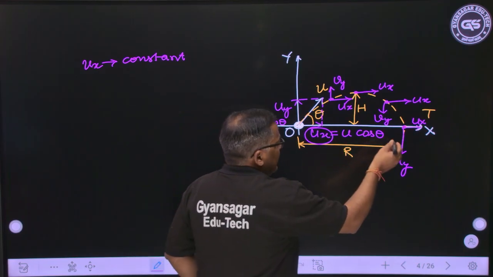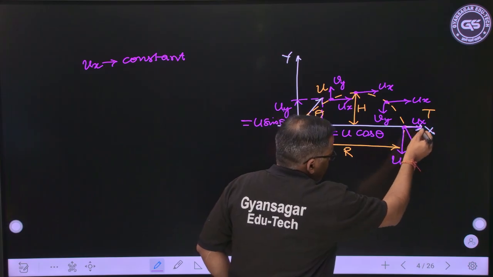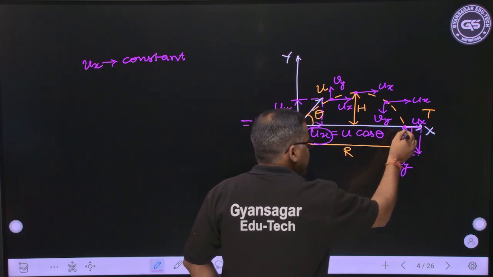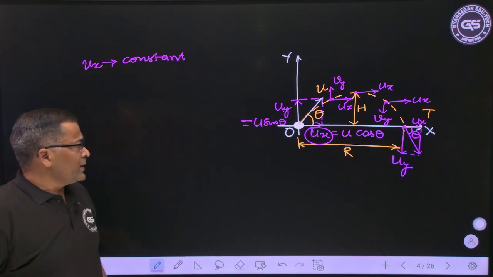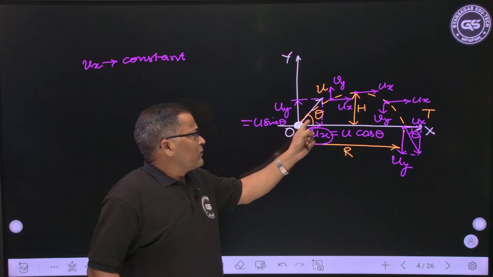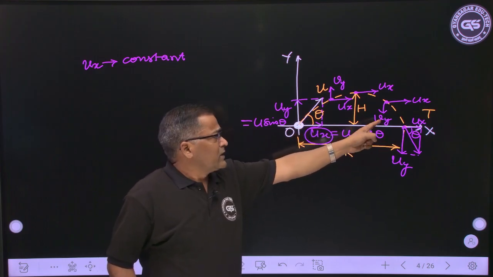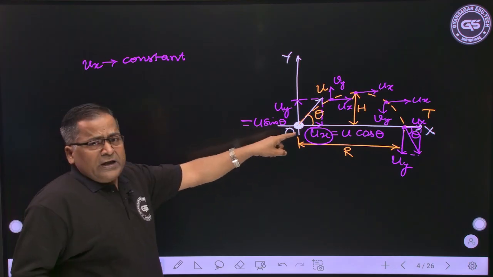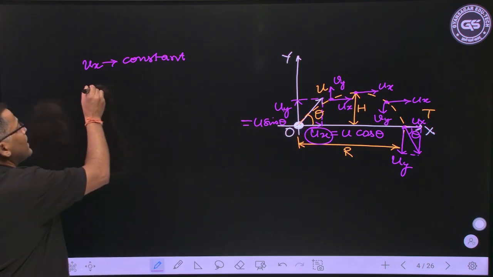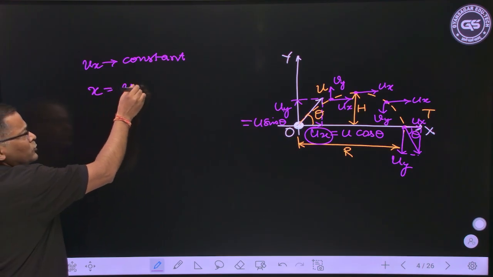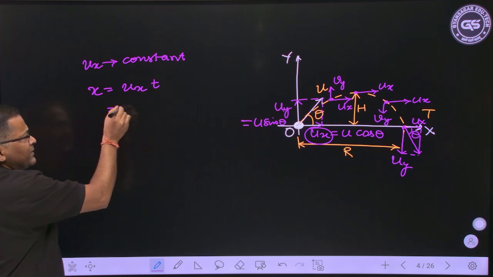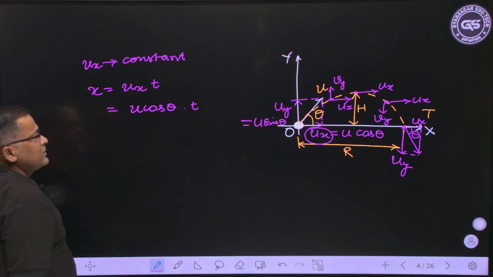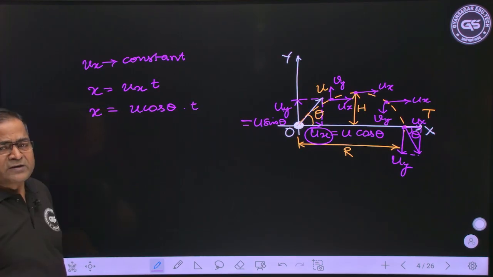So the angle at which the body had taken off, it will land at the same angle here like this. It was thrown at an angle of theta and it lands at an angle of theta, and so on in this figure here. So for this, its x coordinate will be equal to ux into t. That means u cos theta into t. So this is the x coordinate at any time instant t.